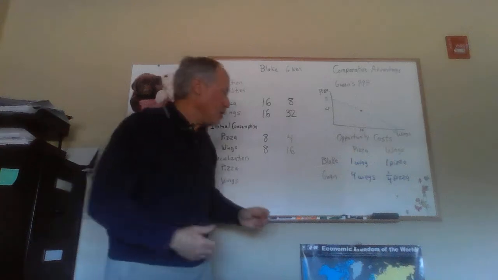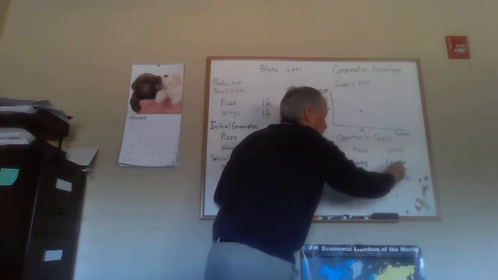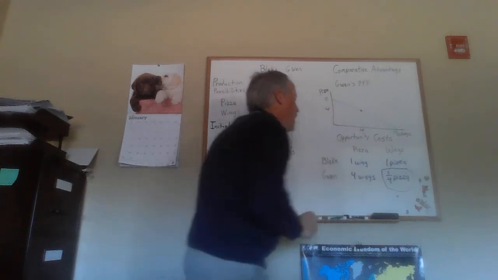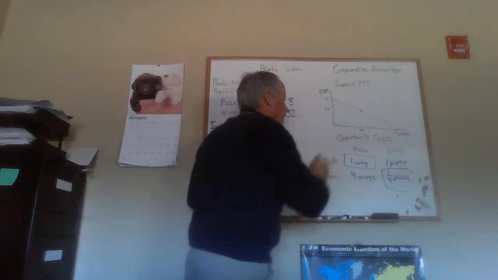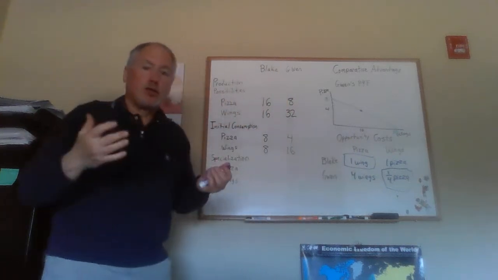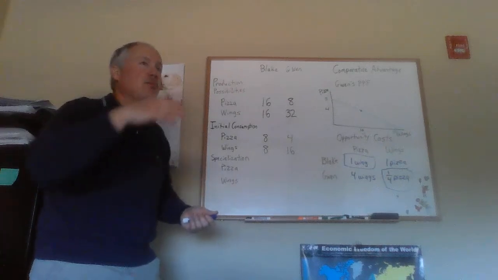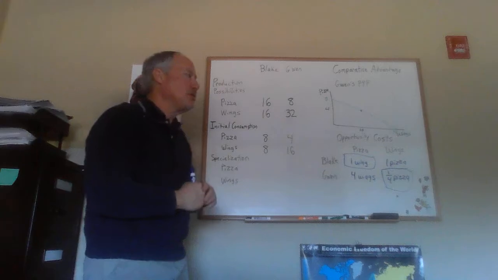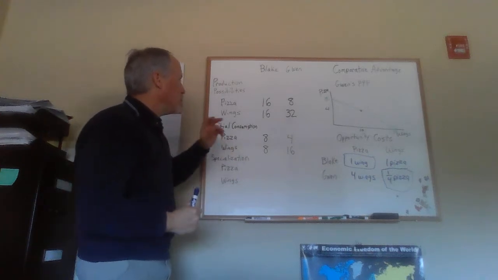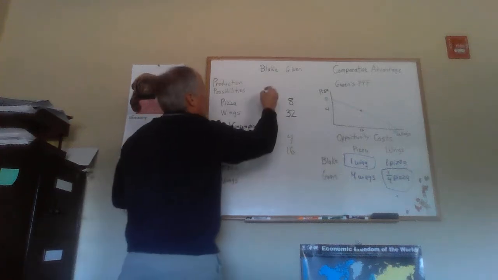So Gwen has a lower opportunity cost for making wings, and Blake has a lower opportunity cost for making pizza. The law of comparative advantage says they should specialize in producing the thing for which they have the lower opportunity cost. So this suggests that Blake should be producing all the pizza and Gwen should be producing all the wings.